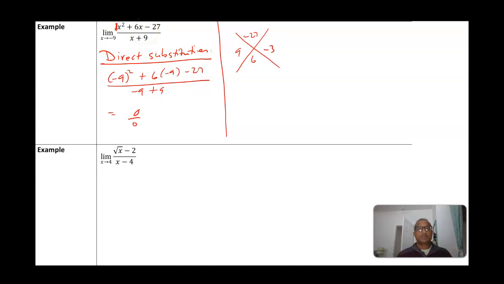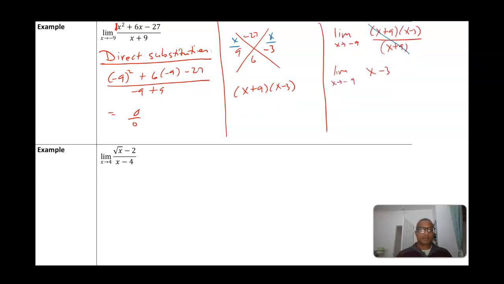Then we find two numbers which multiply to be negative 27, and they have to add up to be the middle term, so they have to add up to be 6, which are 9 and negative 3. So they multiply to be negative 27, and they add to be 6. Then we ignore the square, and we put x on top of each. So that's going to give you x plus 9 and x minus 3. And that's going to equal x squared plus 6x minus 27.